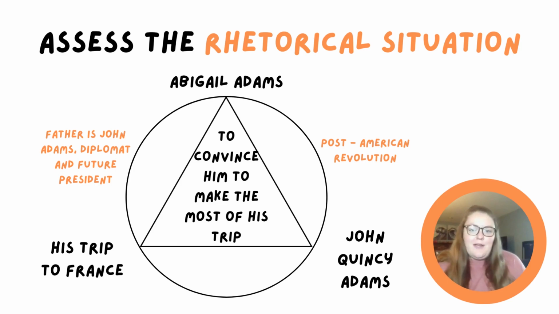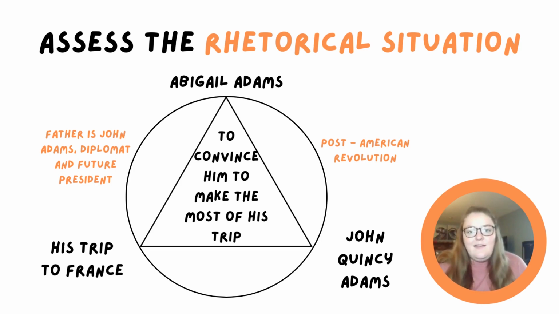So what I did is created a quick rhetorical triangle diagram of the letter in the annotation model. First of all, we have Abigail Adams, former First Lady of the United States, and she's talking to her son, John Quincy Adams, who will also become president one day. And she's talking about a trip to France with his father. The provided context, I think that's relevant to this, is that his father is a diplomat at the time, as well as future president, and we are living in post-American Revolution time.